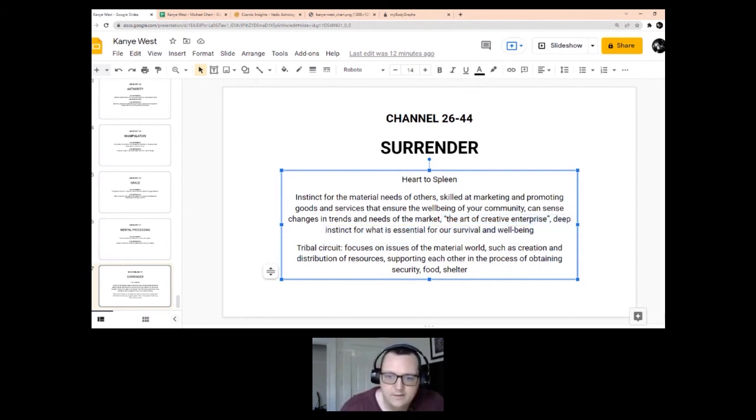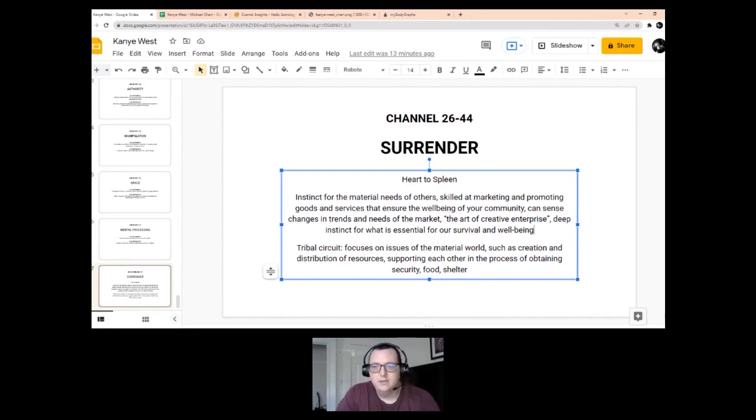It's the art of creative enterprise, has a deep instinct for what is essential for our survival and well-being. So he's good at creating services and goods that help the community. You can tell he has a sense of creating products and providing to the community, and he's just creating a bunch of new stuff, and that really applies for him. I think it really matches with his transformation global job from his Michael teachings in terms of inventing things and bringing them into the community.